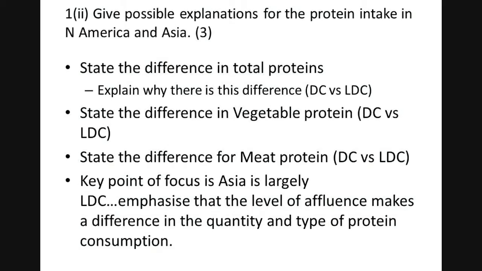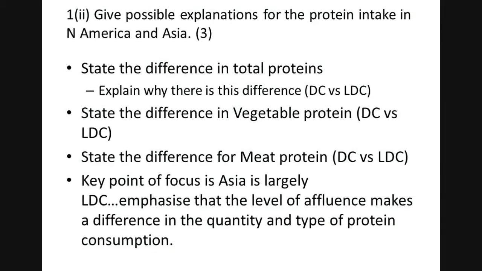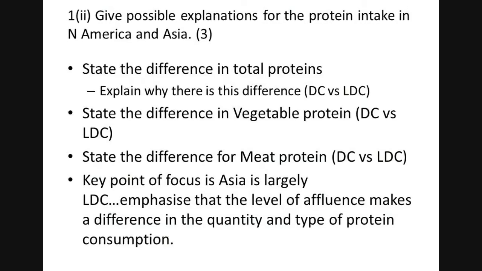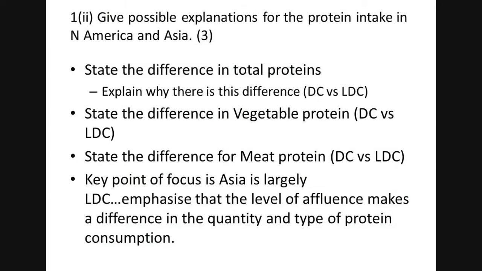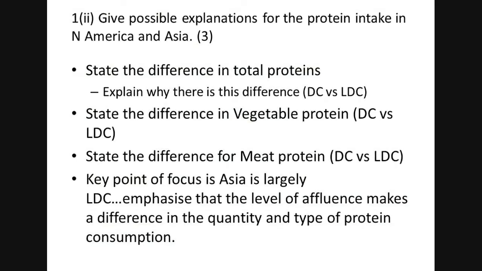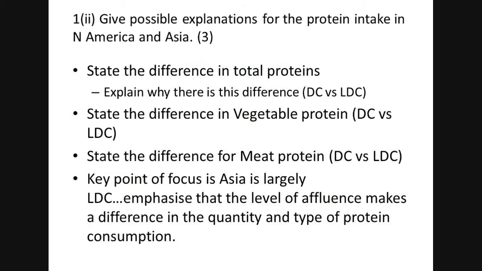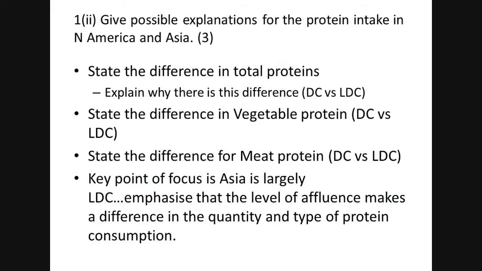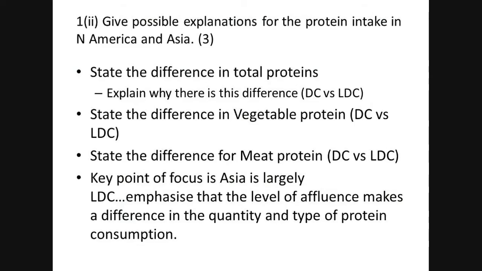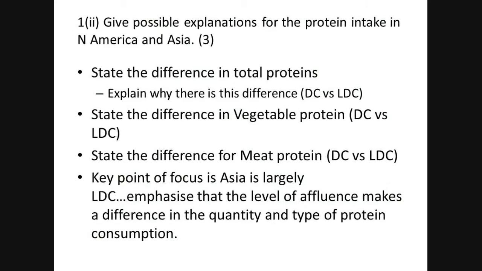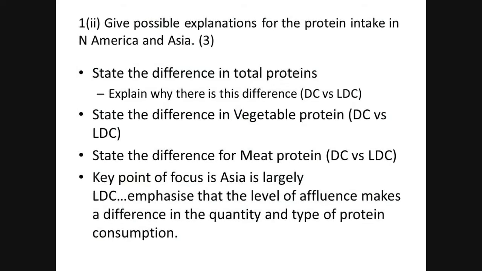The essence for this second part, part 2, is to state the difference in consumption of DC and LDC in vegetable protein and meat protein. Then you have to link which is LDC, which is the DC between North America and Asia. So in conclusion, you also have to indicate somewhere in your answer that the emphasis is on the level of affluence.